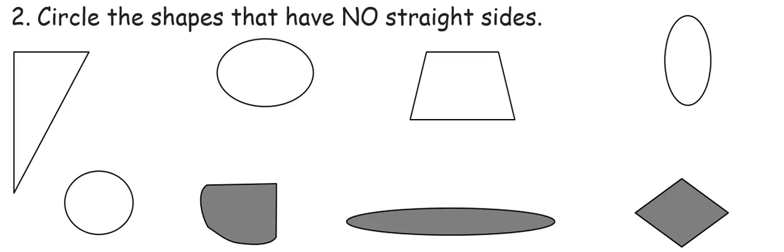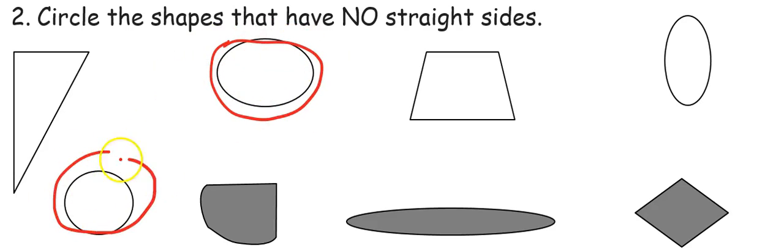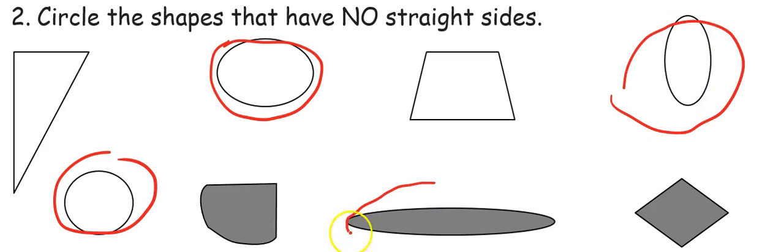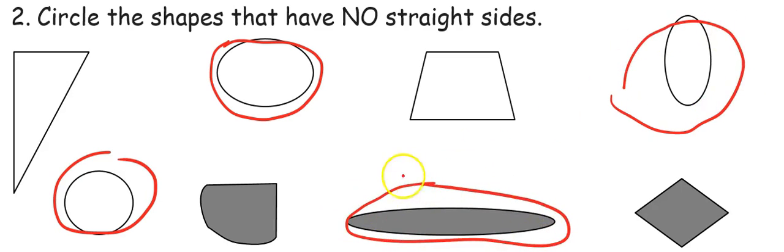Next, we'll circle shapes that have no straight sides. So those would be all of our circles and our ovals. And let's see, got that one. This one. I would not circle this shape because it says no straight sides. And this shape does have 2 straight sides, so we won't circle that shape.